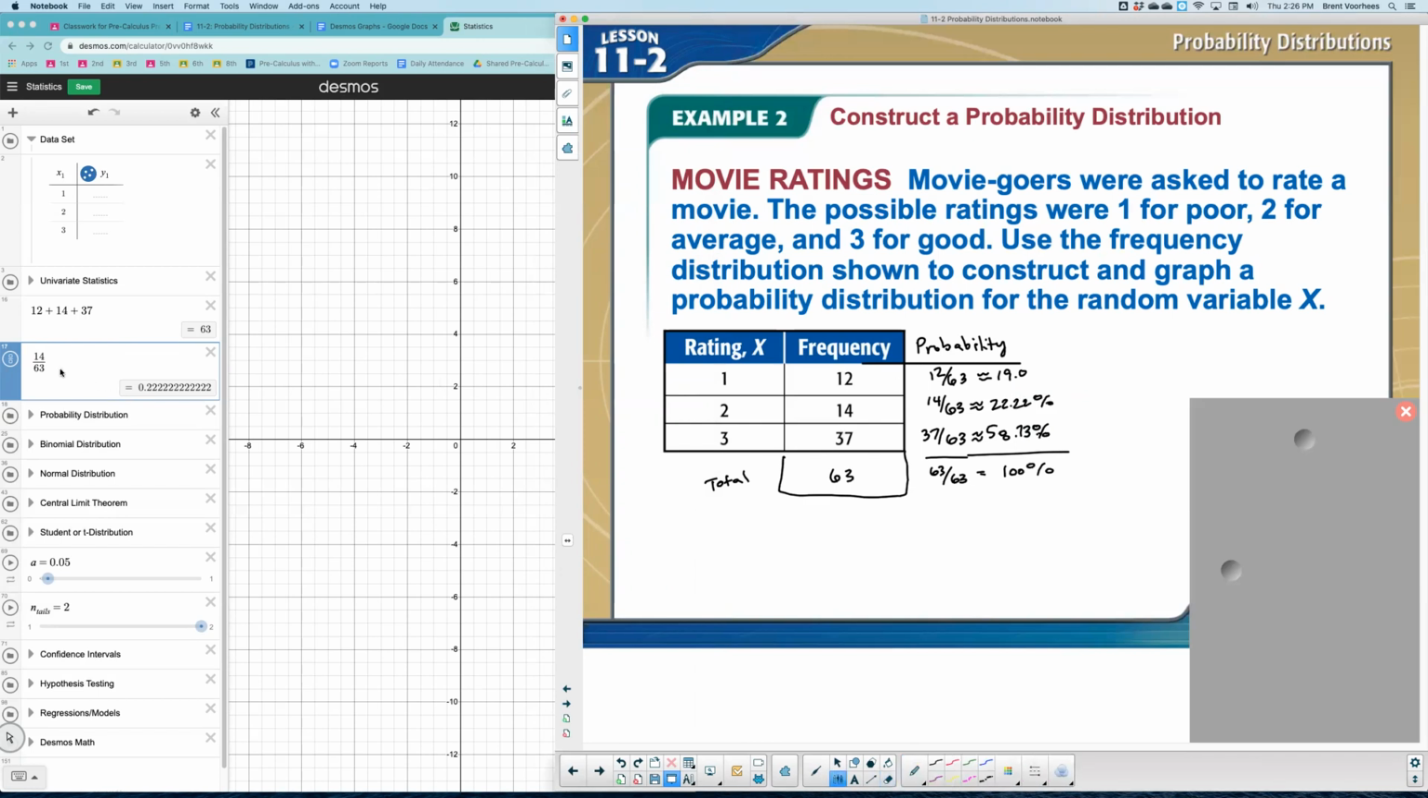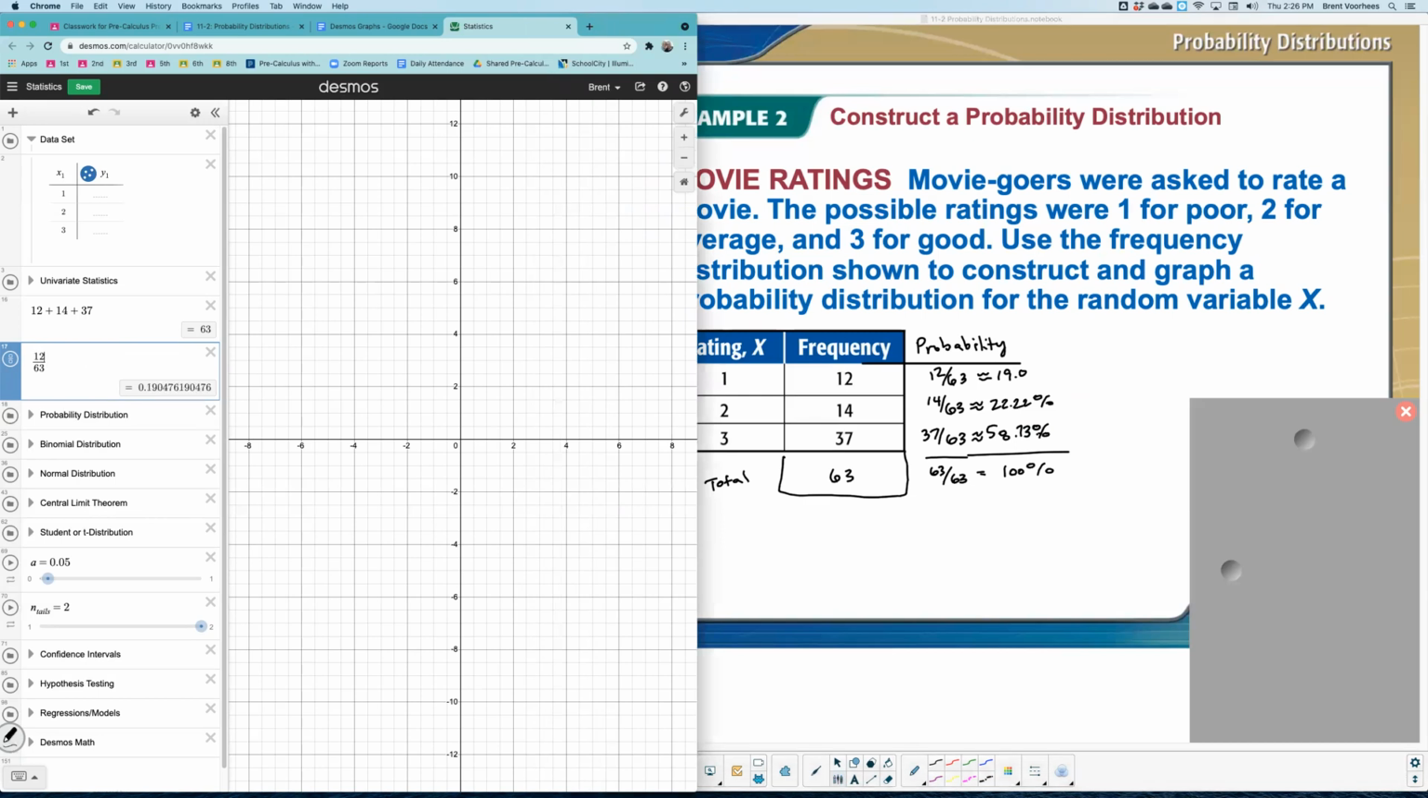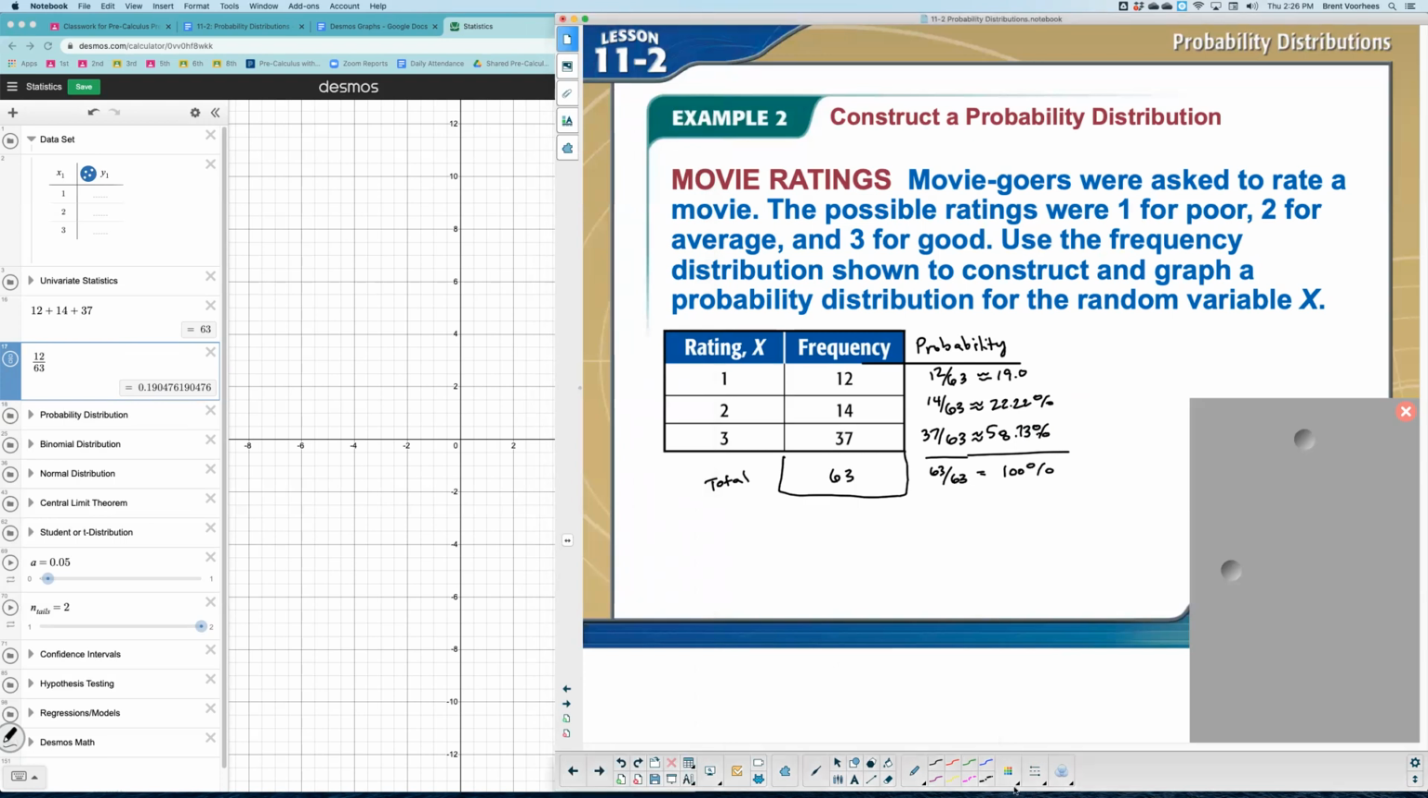And then let's also see the 12, what that was. 12 divided by 63 is 19.05. And now if you added those up, you would get your 100%. These values would add up. So that would be our probability.